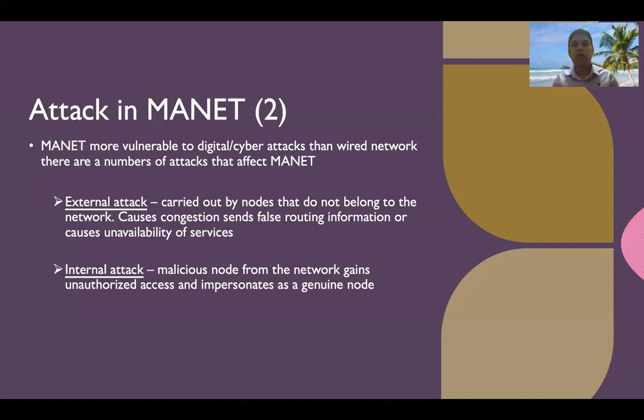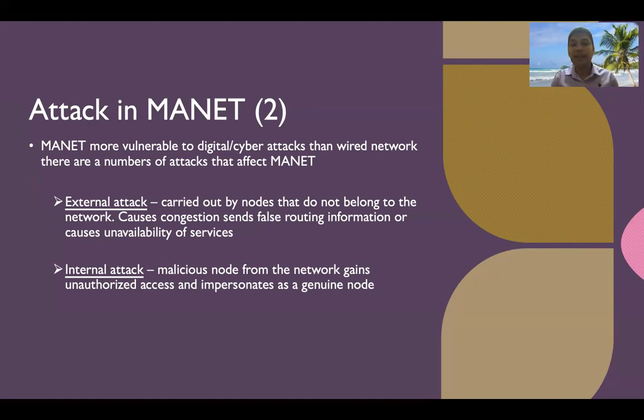And now we go to the second one. What kind of attacks are there in MANET? We have external and internal attacks. First we need to understand what an attack in MANET is. This sometimes happens from an outsider, or attackers or hackers can directly attack the application using a MANET approach. For the first one, we go for the external attack.